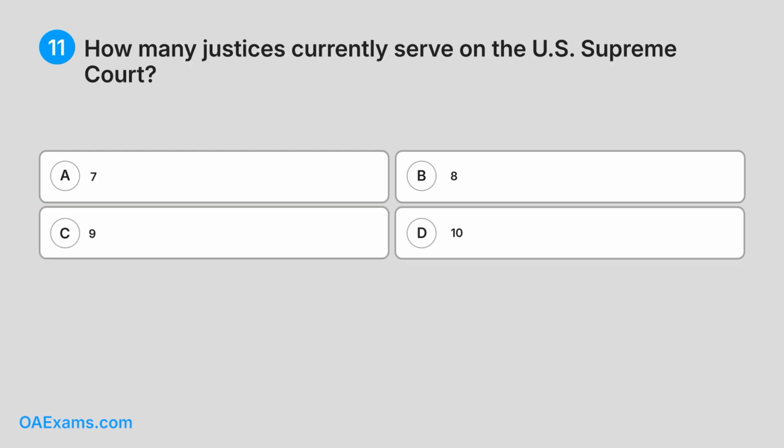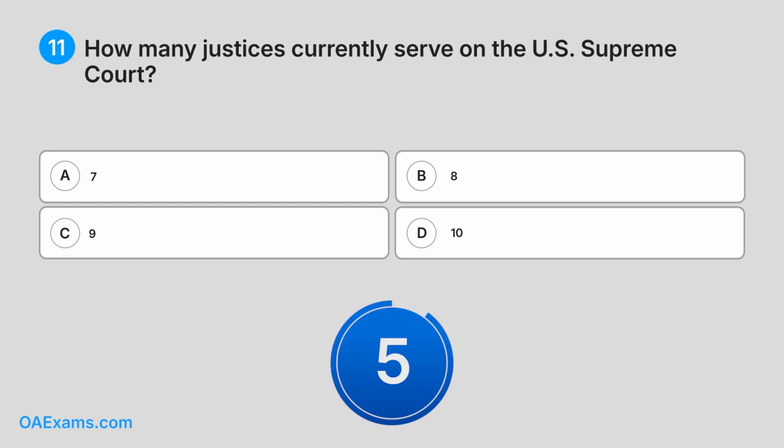11. How many justices currently serve on the U.S. Supreme Court? A. 7. B. 8. C. 9. D. 10. Do you know the answer?